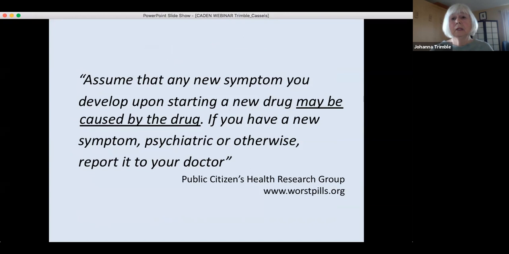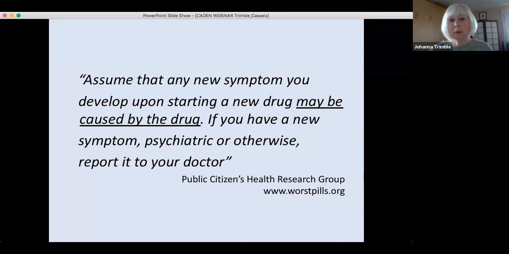And I think this is also some good advice that I found. Assume that any new symptom you develop upon starting a new drug may be caused by the drug. If you have a new symptom, psychiatric or otherwise, report it to your doctor. So that's what we ended up seeing. We saw all these new symptoms of confusion and delusional behavior, hallucination. And we also found out that in fact she had been given two new drugs that we weren't aware of.